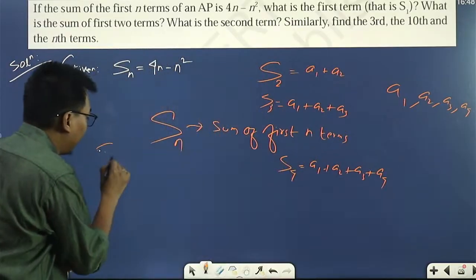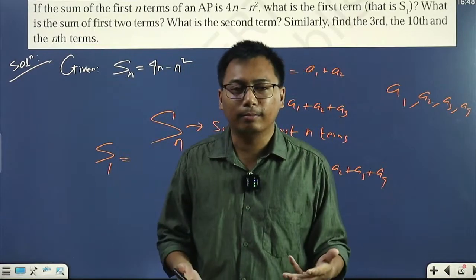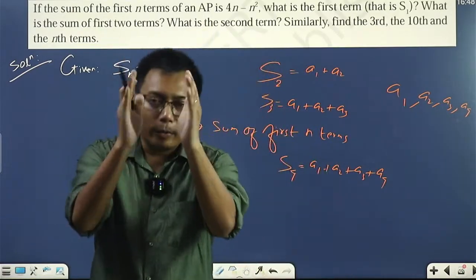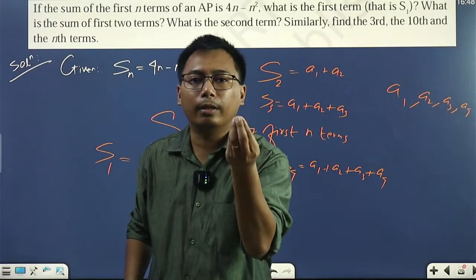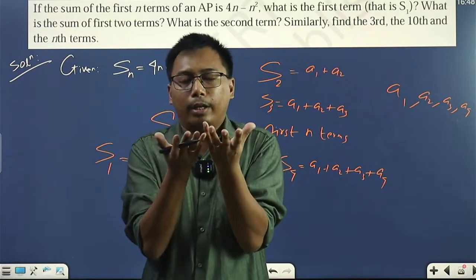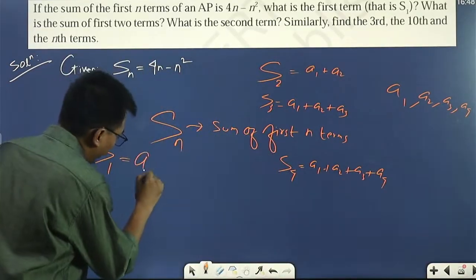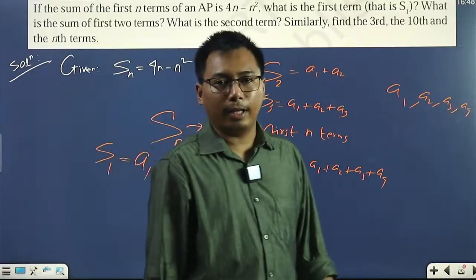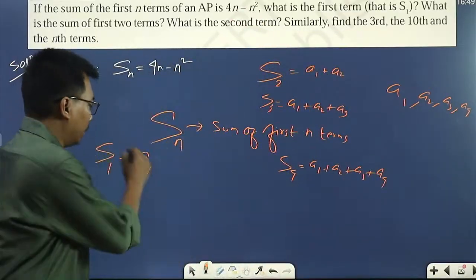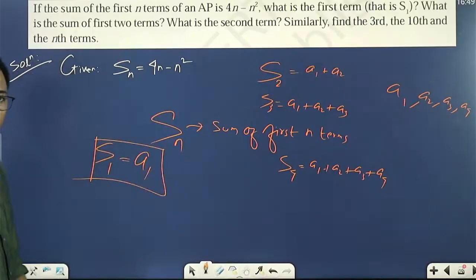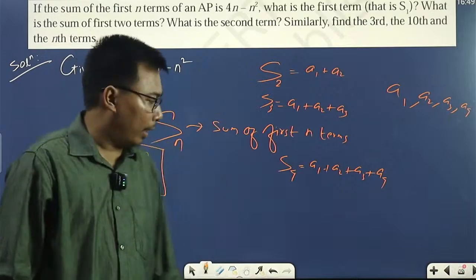Now, if I write S1, what does it mean? Sum of one term. How can you add one term? If I have a number 3, and I tell you to add 3, how can you add it? It's not possible, right? So S1 is A1 itself. Remember, S1 is equal to A1. This you have to remember.